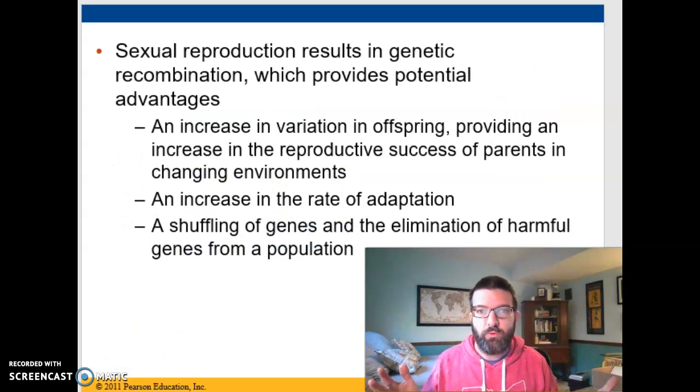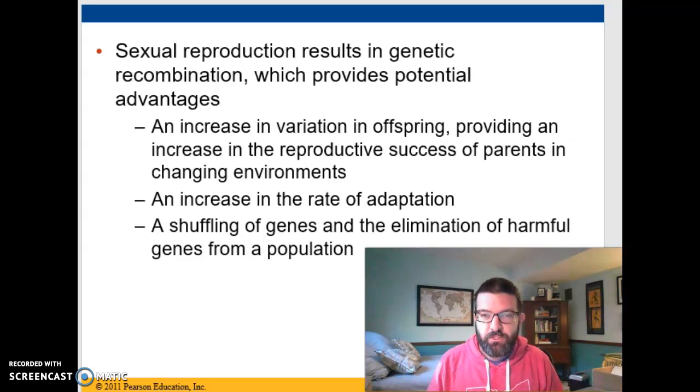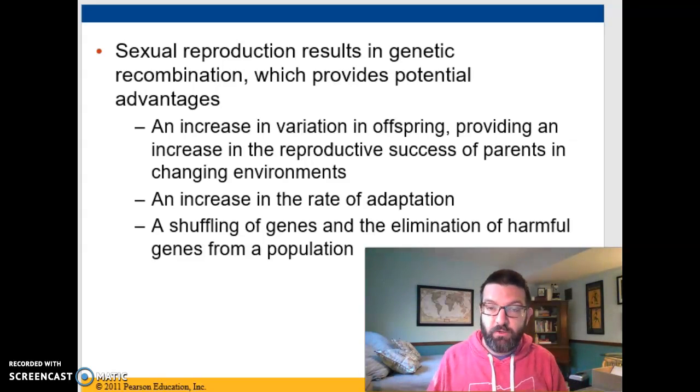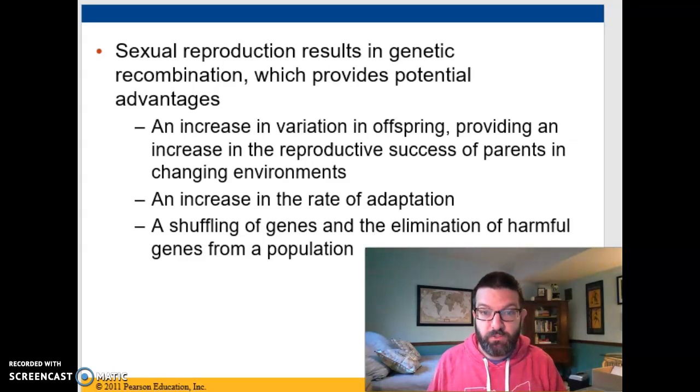So why in the world would any organism evolve sexual reproduction? And the answer is there are some advantages, the biggest one being an increase in the genetic variation of your offspring. If the world is unchanging, then yes, it makes sense that if you were very successful in your environment, your genes made you very successful at reproducing, then you'd want your offspring to have only your genes, and they would also then be very good at reproducing, and you would avoid this twofold cost of sexual reproduction.